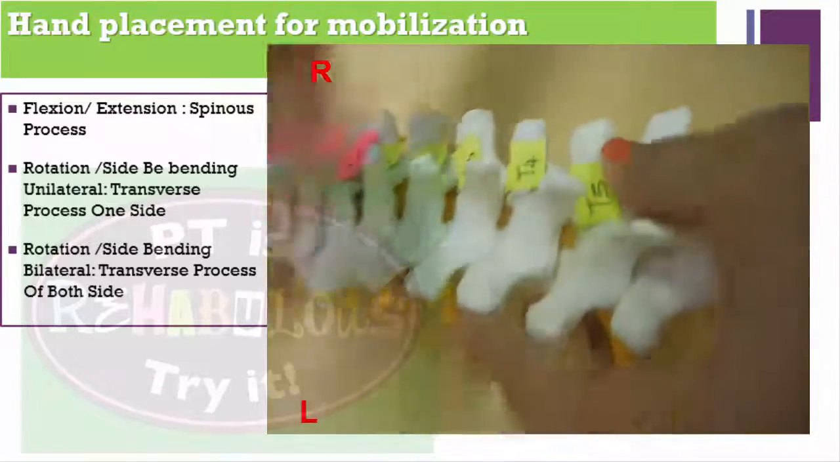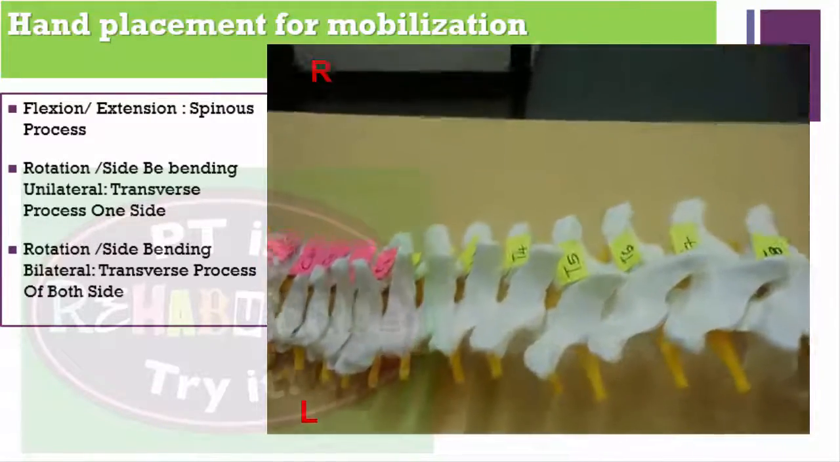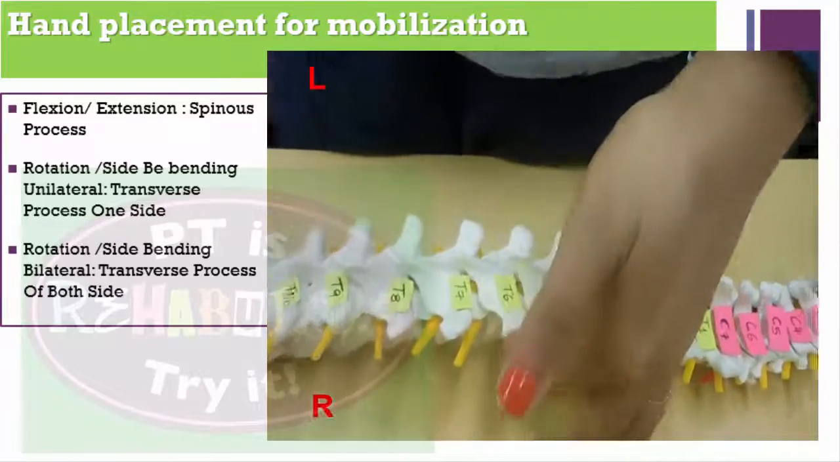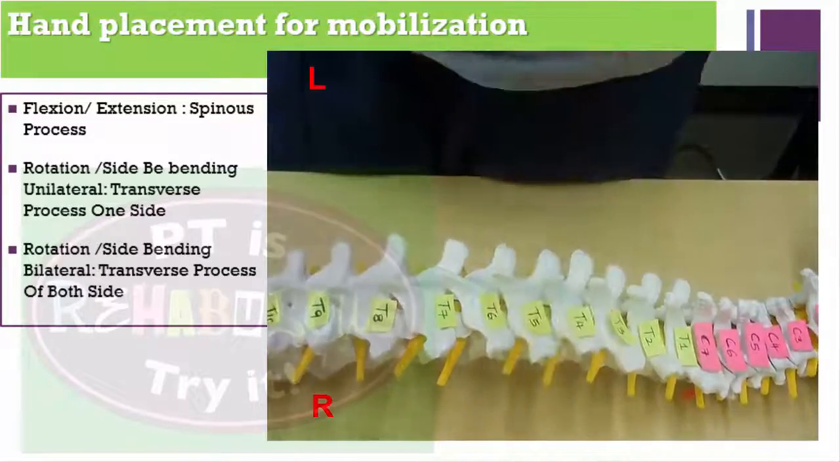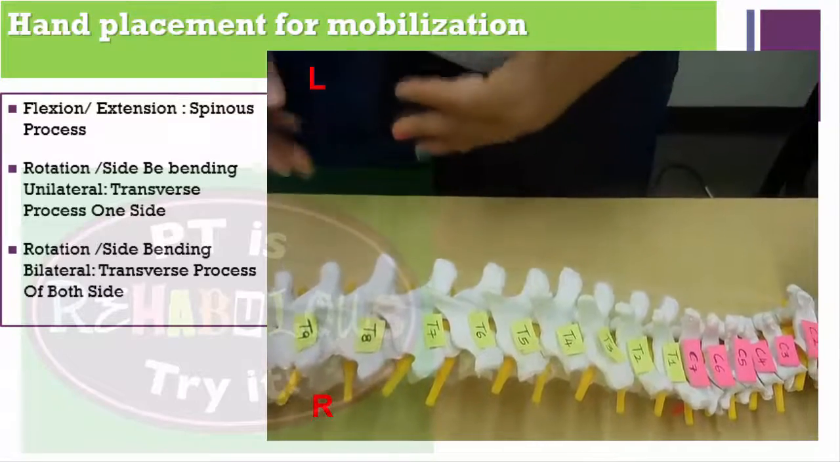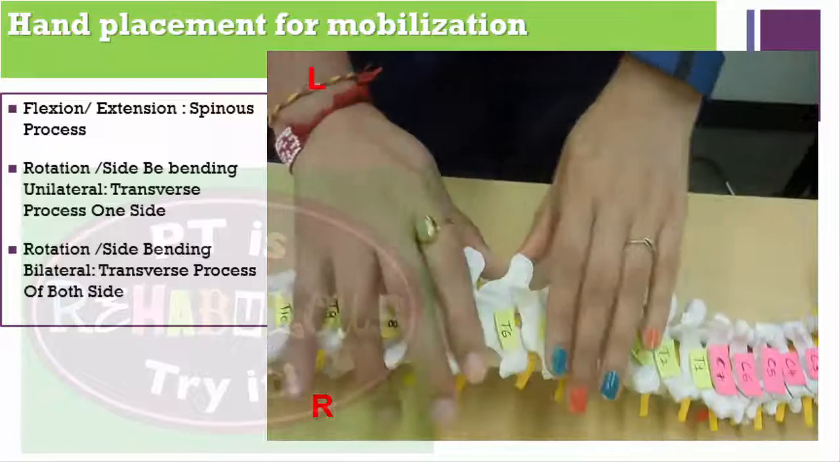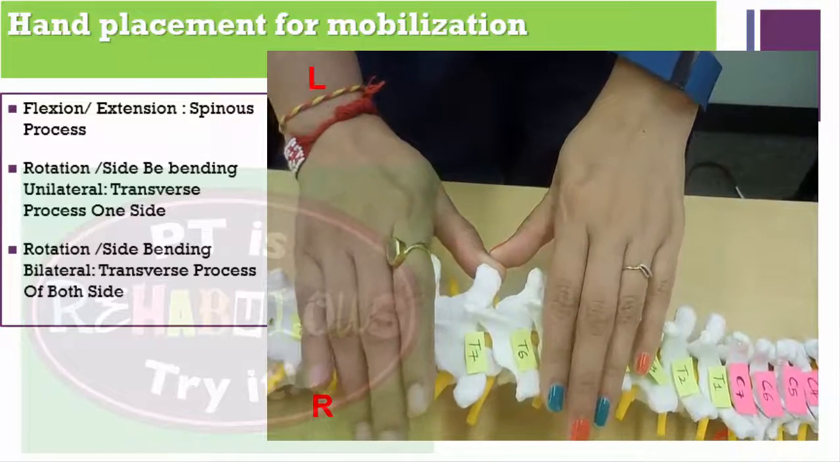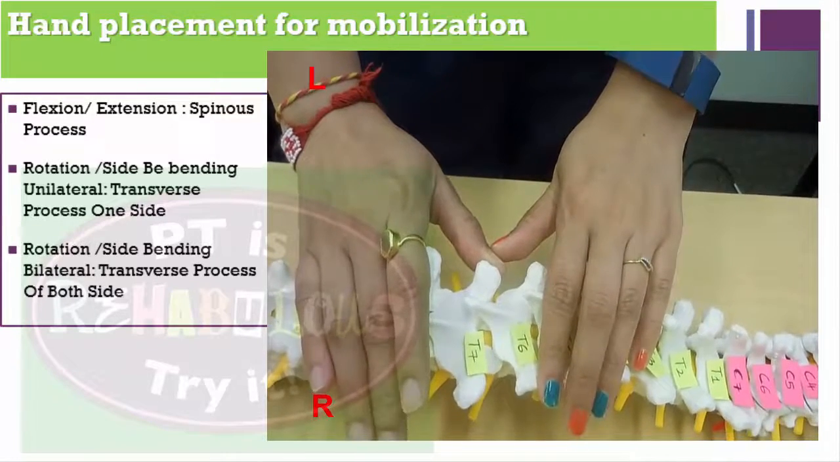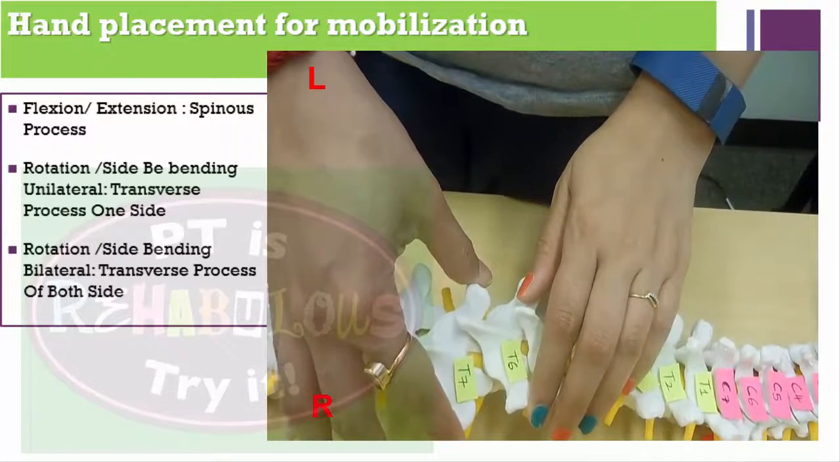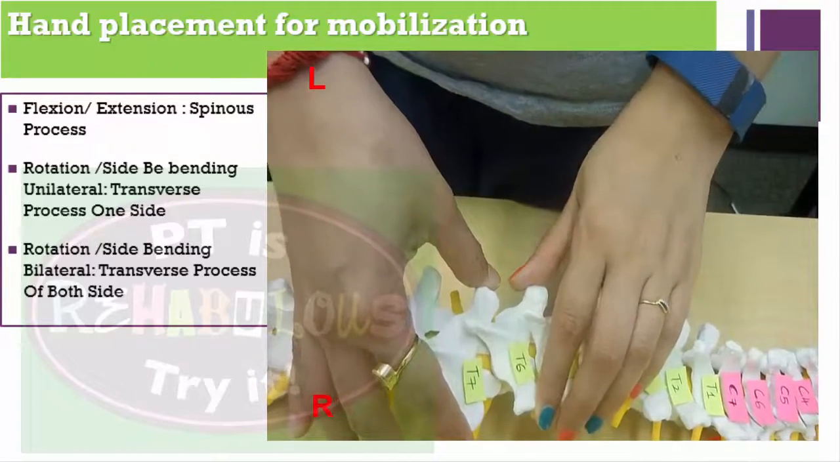Let me come on that side and show you guys. If I want to do rotation on the right side, I have to come to the opposite side, so I came to the left side. Now I'm keeping my hand on the left transverse process, and then I'm mobilizing it. So here you can notice right side rotation will occur.